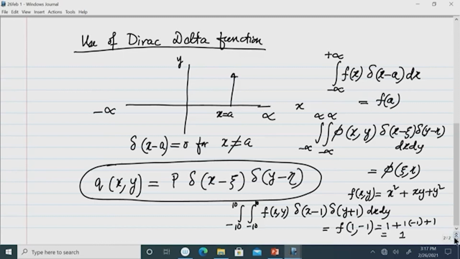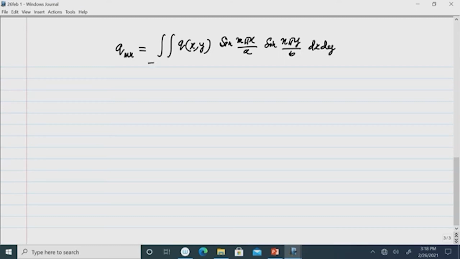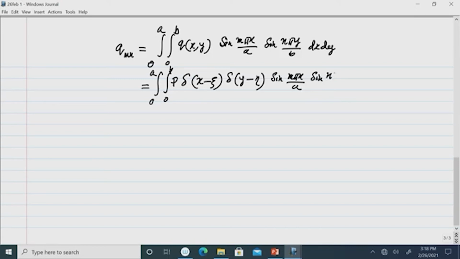So, if I use this in the evaluation of Q_mn in the plate problem, Q_mn is defined as the double integration of q(x, y) sin(m pi x by a) sin(n pi y by b) dx dy in the limits 0 to a and 0 to b. Now, if a concentrated load acts at a coordinate xi and eta, then we will write P times the double integration, 0 to a and 0 to b, where it is acting at coordinate x equal to xi and y equal to eta, then sin(m pi x by a) sin(n pi y by b) dx dy.